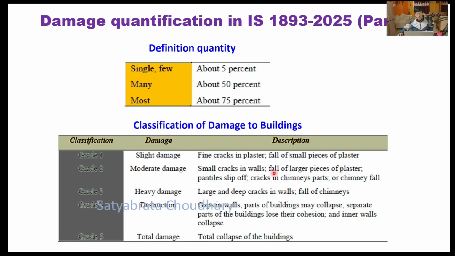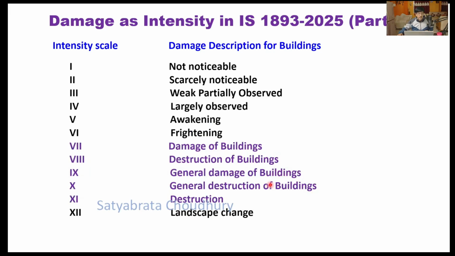So you see, these are all qualitative damage descriptions which may not serve our purpose. Similarly, in the intensity scale of the code, certain damage scales are given on a scale of 1 to 6. These are talking about the earthquake, whether noticeable, whether awakening and frightening, those things. From 7 to 11, it is damage. So 7 is damage of buildings, 8 is destruction of buildings, 9 is general damage of buildings, 10 is general destruction of buildings, 11 is destruction, and 12 is landscape change.